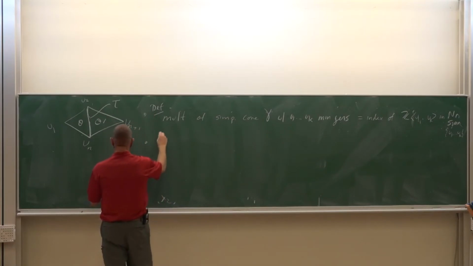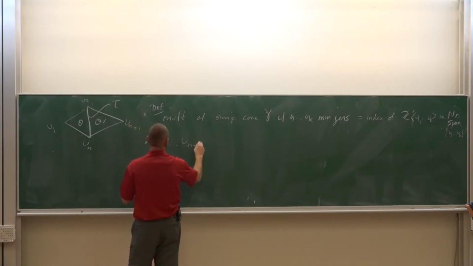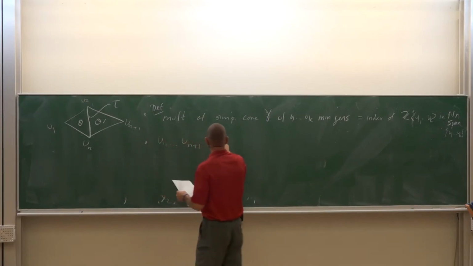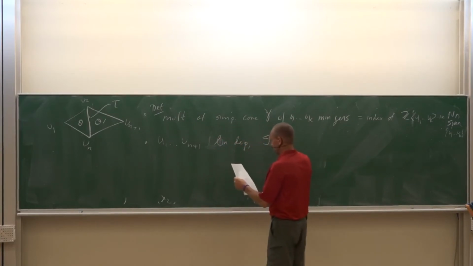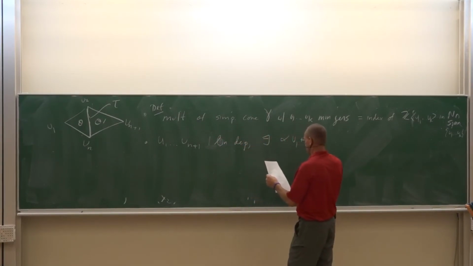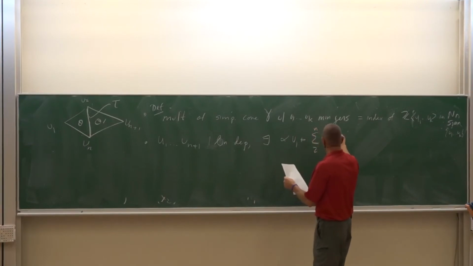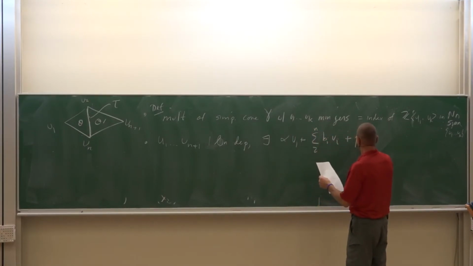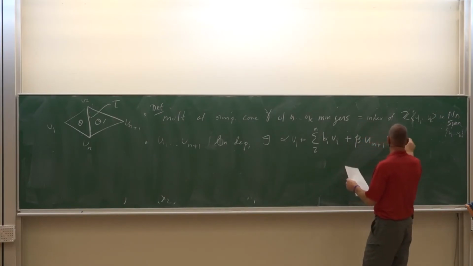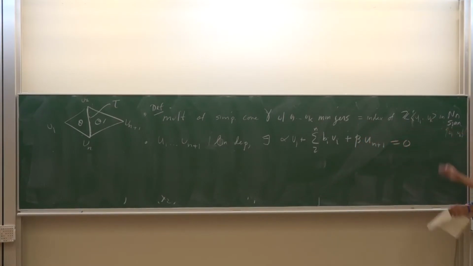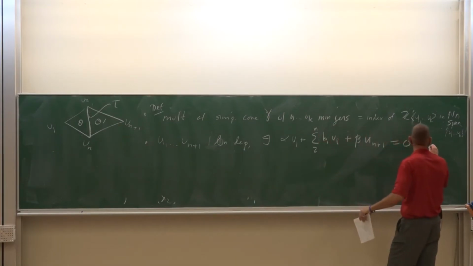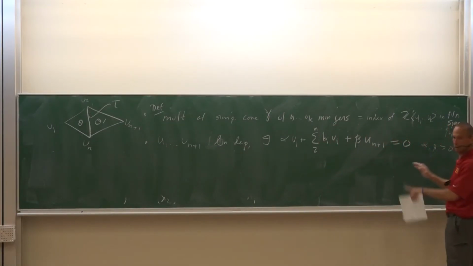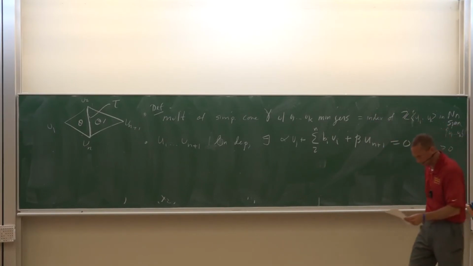And now the thing is that since u1 up to u_{n+1} are linearly dependent, there exists some relation: alpha u1 plus the summation from 2 through n of beta_i u_i plus beta u_{n+1} equals 0, right? Got to be the case. I have n plus 1 vectors in an n-dimensional vector space. So I've got this relation, and I can assume that alpha and beta are greater than 0 because they're on opposite sides of the cone, right? Alpha and beta are on opposite sides of that wall.